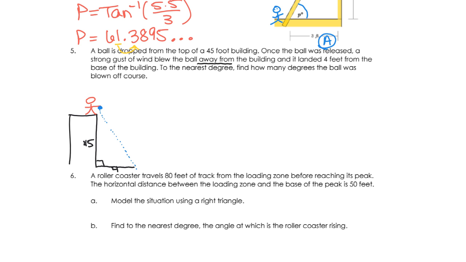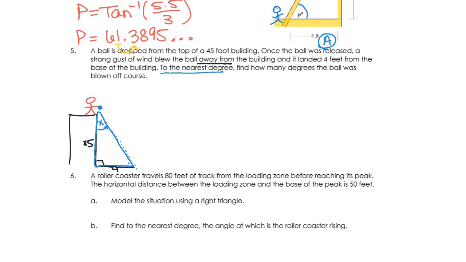Put a little right angle in there, since that's the height of the building, height has to be perpendicular. They want to know to the nearest degree how many degrees the ball was blown off course. The distance away from the building is the angle that the ball was blown off course, so we're solving for this angle up here. If they wanted us to solve for the angle down here, they would have to say something about the angle the ball made with the ground. All right, hopefully you can see your right triangle here.